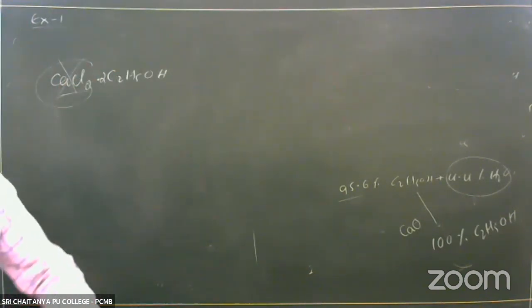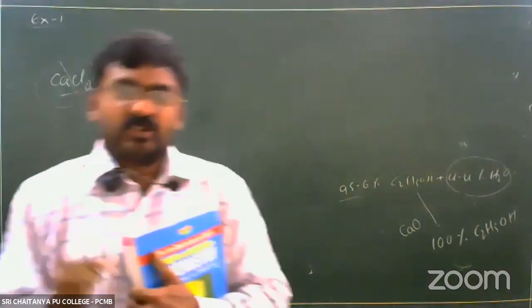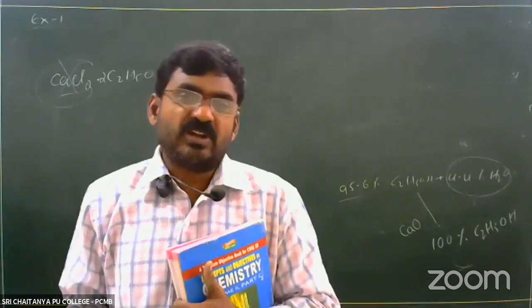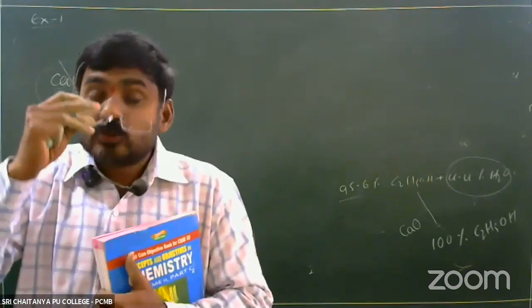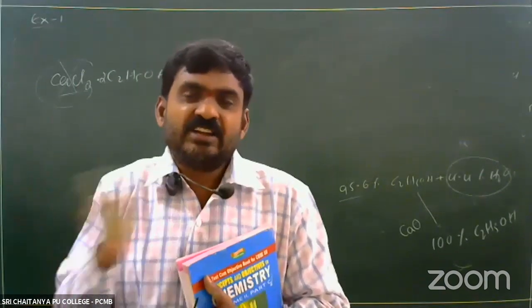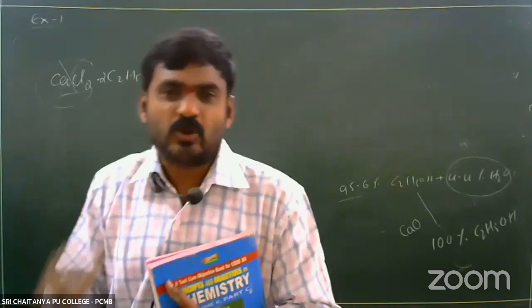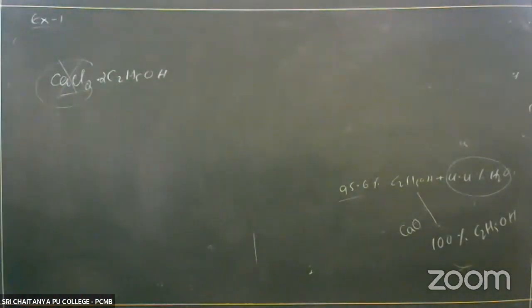Okay. In the next class we will start the remaining properties: oxidation properties, dehydrogenation properties, and the last property, the iodoform test, and identification tests for primary, secondary, and tertiary alcohols. Okay, thank you.